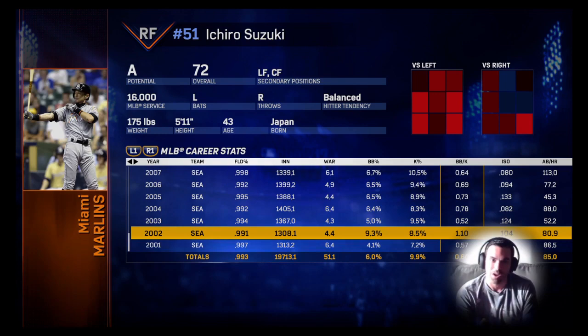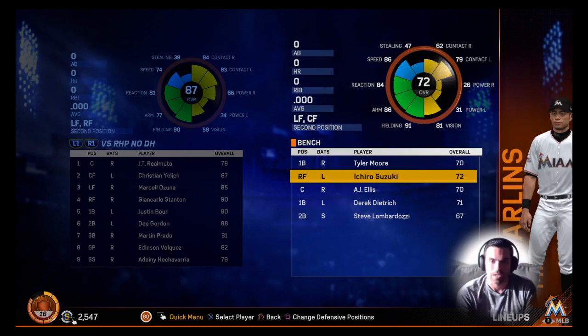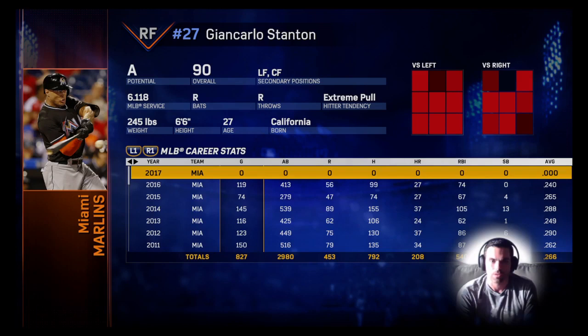I don't know if Victor Martinez would be or not, because he doesn't walk a ton. So anyway, that's an interesting stat. Let's look at Giancarlo Stanton, and we'll keep looking at some more stats here.